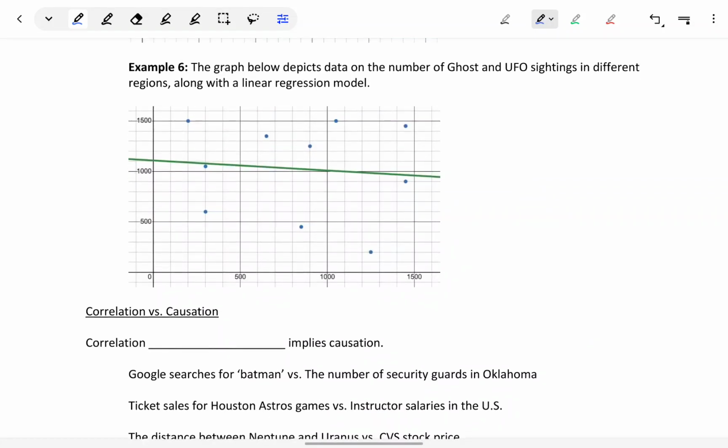And then in example 6, where we have data on the number of ghost and UFO sightings in different regions, we would have had a slope of -0.0993, which is close to 0. And we would have a correlation coefficient of -0.0991, which is also pretty close to 0. If the correlation coefficient is close to 0, that suggests little to no association.